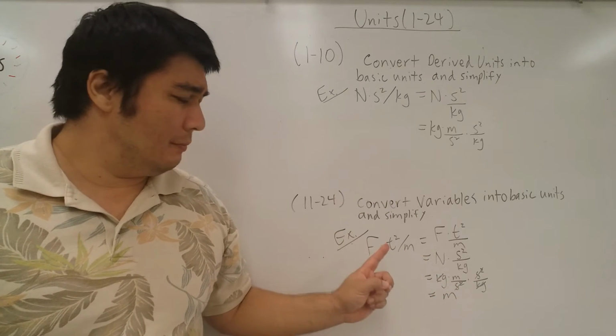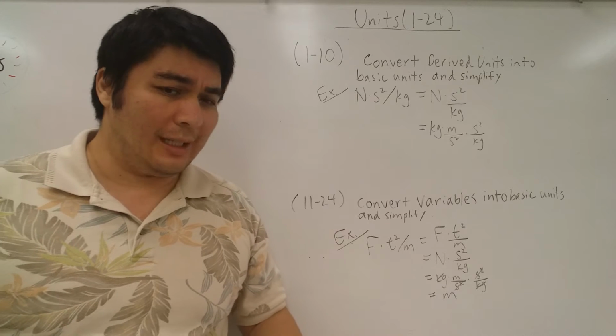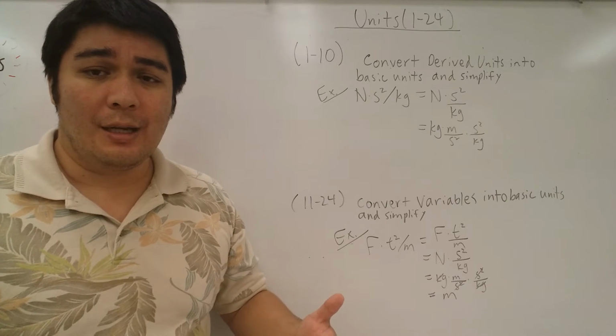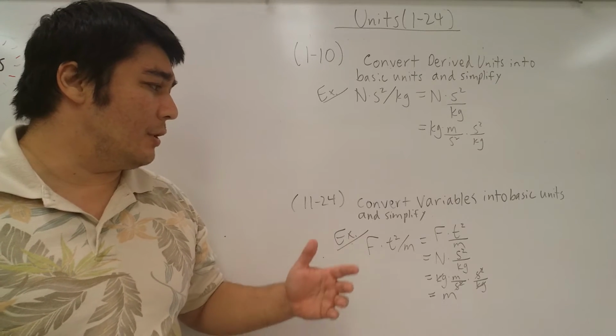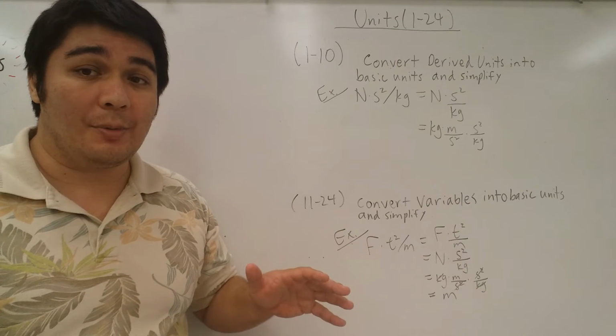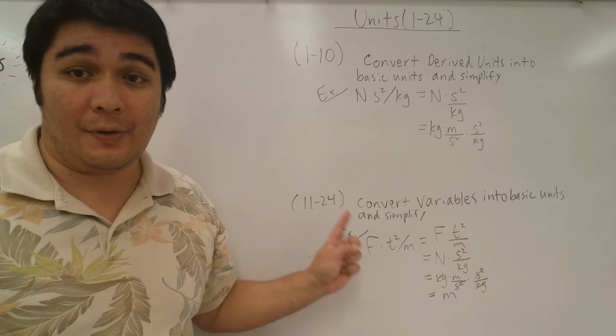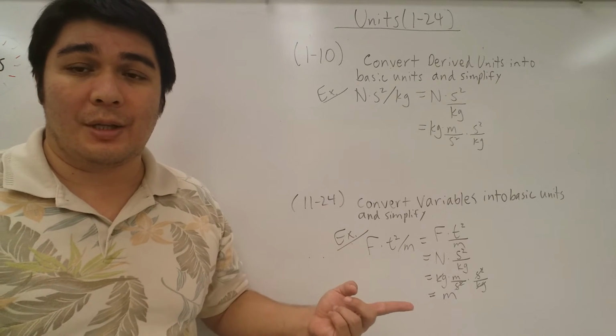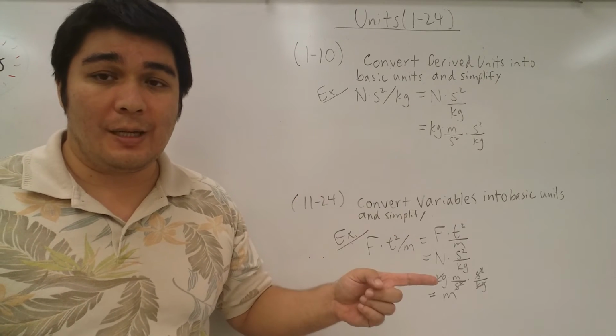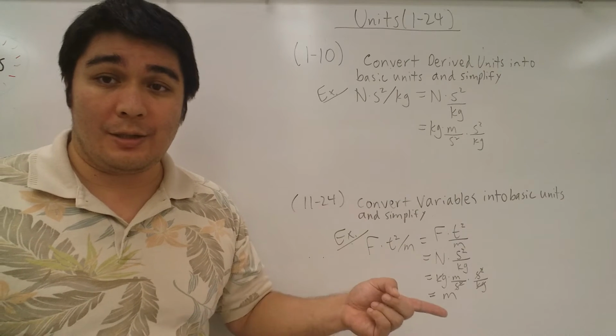Let's go through 11 through 24. In this one, I'm giving you a bunch of formulas. So what you're going to do from there is take the variables and convert them into base units, because in the notes above all of these problems, I actually give you the conversion from variables to base units or from derived units to base units.